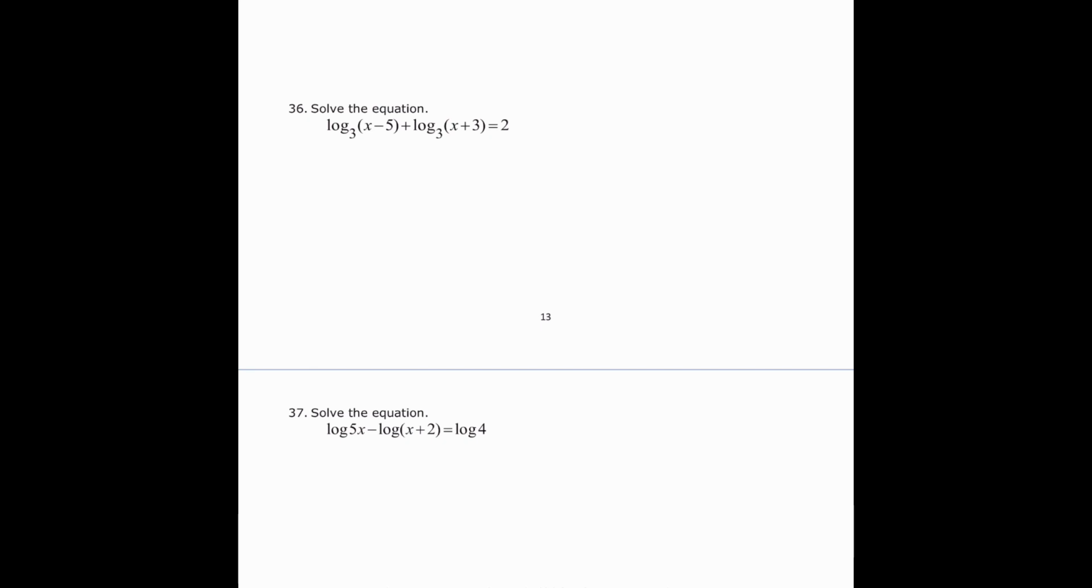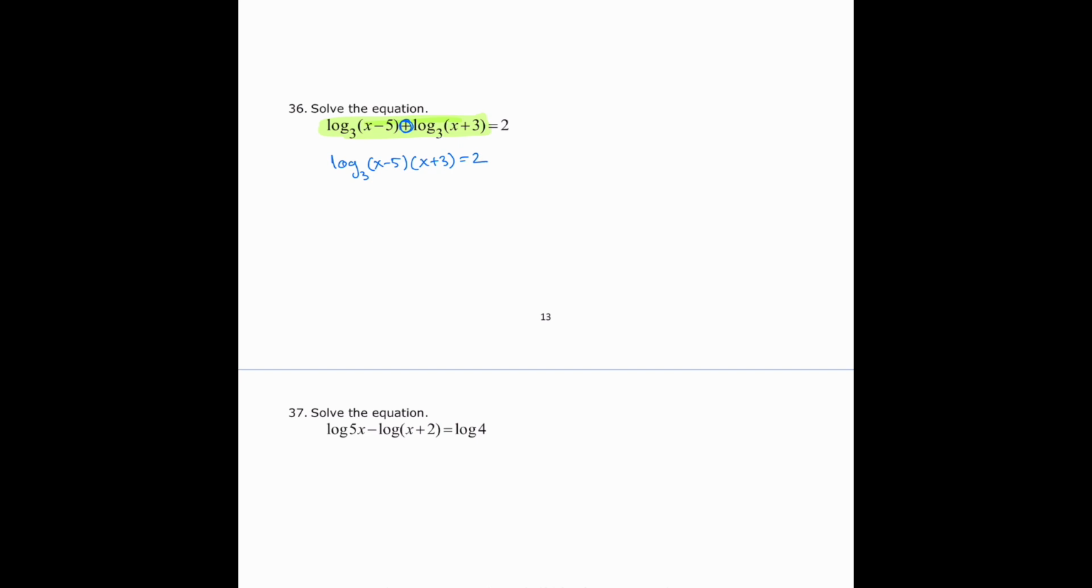Question number 36. Logarithm base 3 of x minus 5 plus logarithm base 3 of x plus 3 equals 2. The first step when solving logarithmic equations is to compress any logarithms into one logarithm. So that's what I'm going to do. Since this is addition, it's going to be compressed by multiplication. So it's going to be log base 3 of x minus 5 times x plus 3 equals 2.